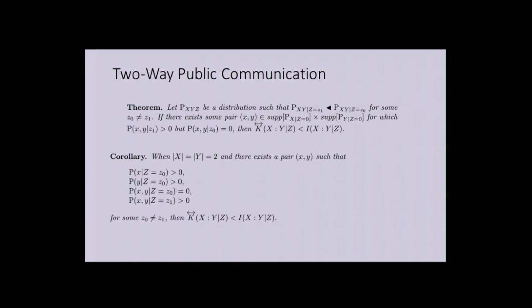Another nice example is when the size is small. So when Alice and Bob's variables range over just 0 and 1, they're binary, then for this whole theorem, we don't even need to introduce this notion of the black arrow. We just have that if you can find a hole in between any two conditional distributions, then the key rate is less than the conditional mutual information.